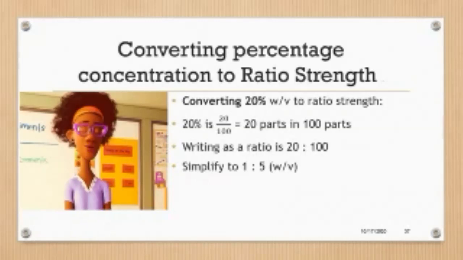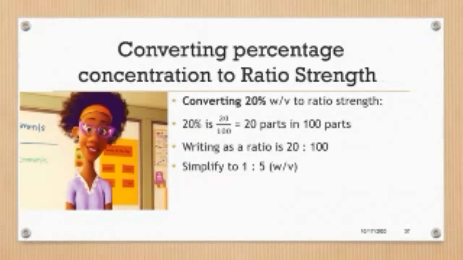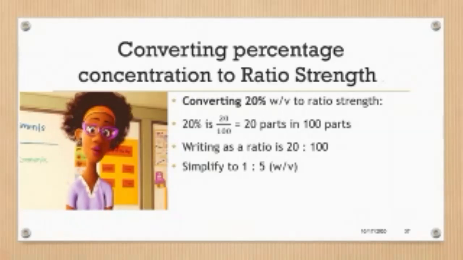So you don't leave it there. Whatever you do on one side of the colon, you have to do on the other side of the colon. So you'd have to divide 100 by 20 and you get 5. So converting 20% weight in volume to ratio strength is simply determining how many parts of the ingredient will be found in 100 parts. Because it's 20%, it's 20 to 100, and you simplify that to 1 in 5.